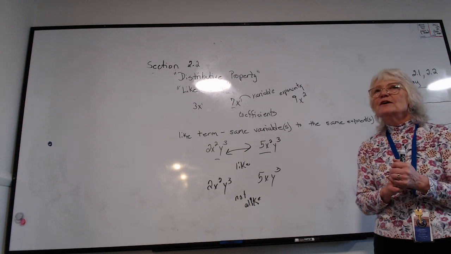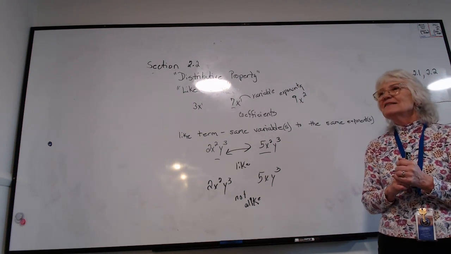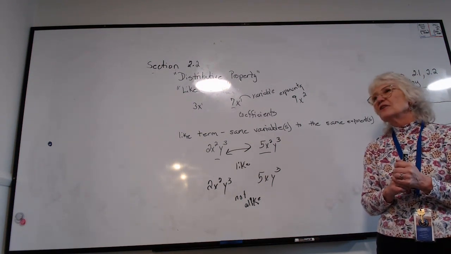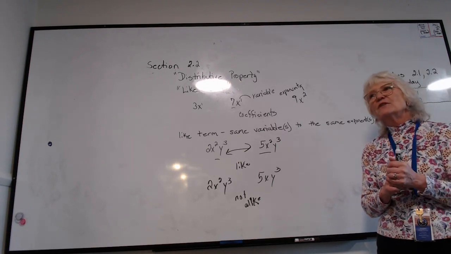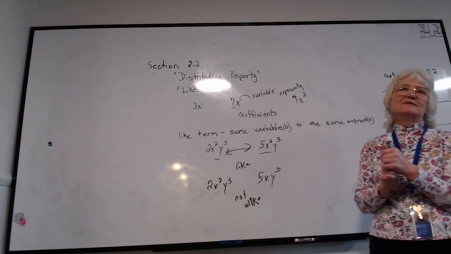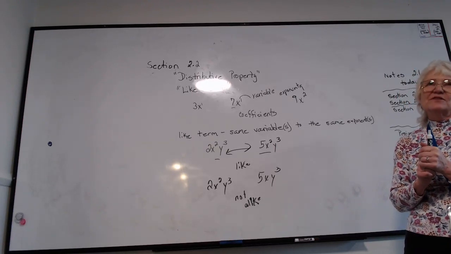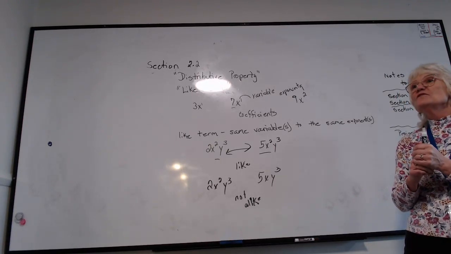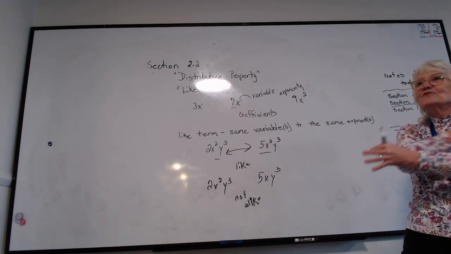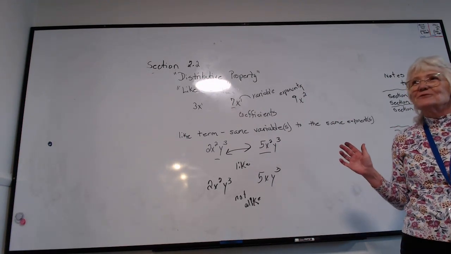If you have no variable, anything with no variable is alike. They are constant numbers. They are like any numbers we have worked with since we were in kindergarten. Okay, since we started adding, so don't make them more difficult. If there's no variable on it, they are what you've worked with forever. So don't make them more complicated because we're in algebra.